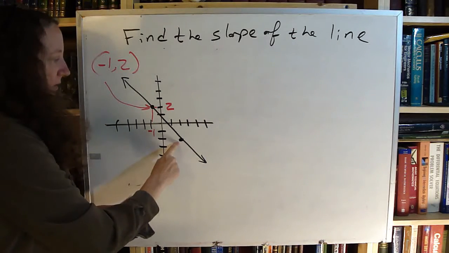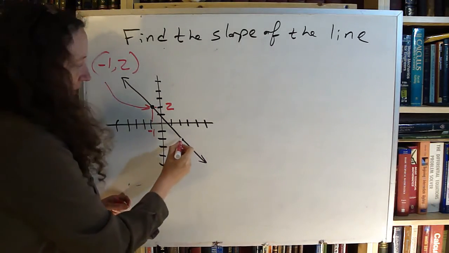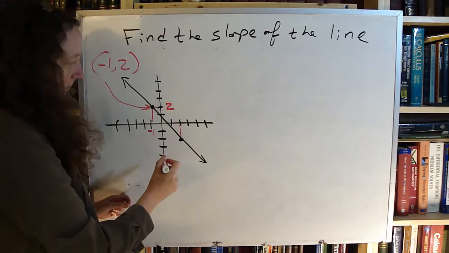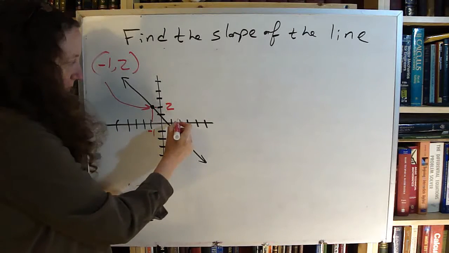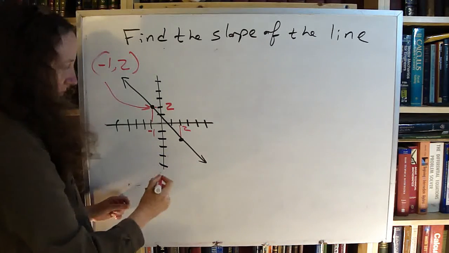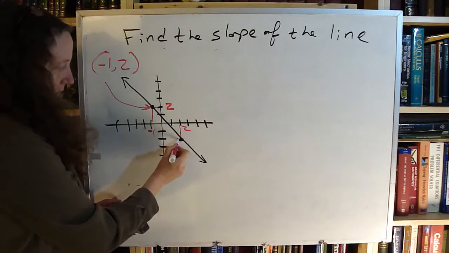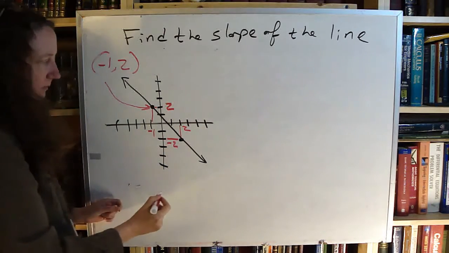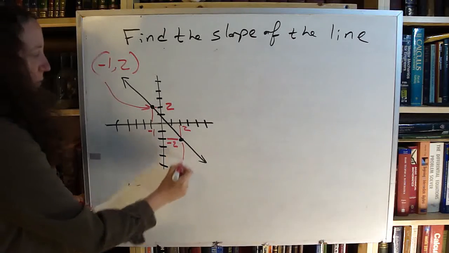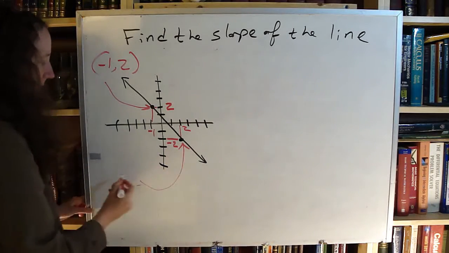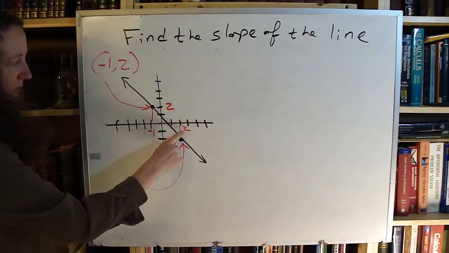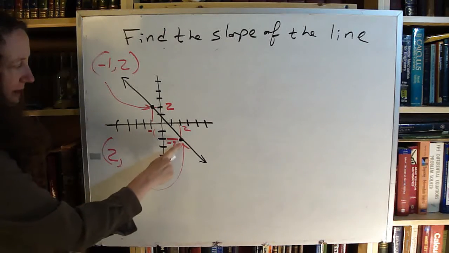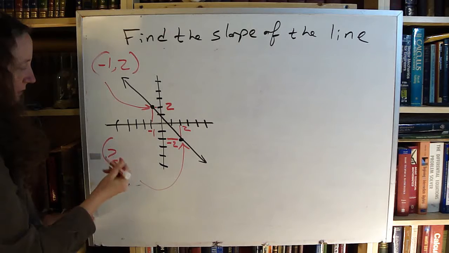Find another point. Go from the point to the number line, to the x-axis. I see that that is 2. Go from the point to the y-axis, and I see that is -2. So this point here, my x number is 2, my y value is -2.